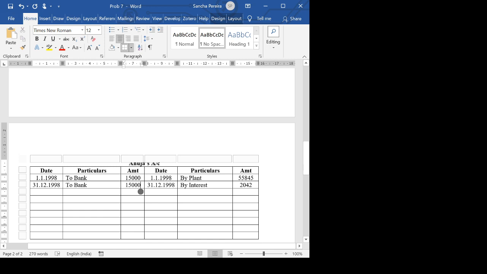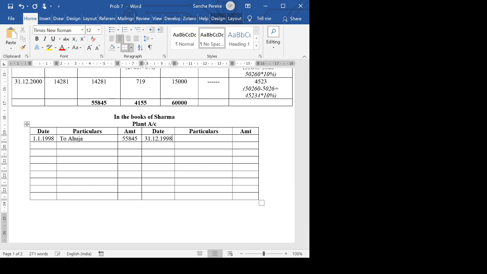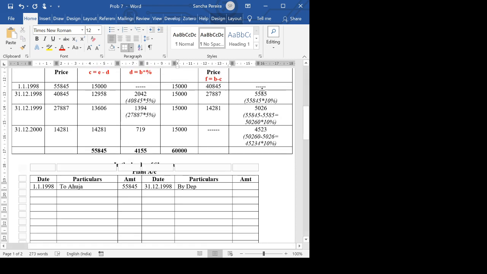Okay. And now since we have depreciation, we also need to show depreciation. So depreciation will be depreciation account debit to asset account. So depreciation to plant. In the plant account it will be by depreciation. Now what I was saying here, suppose some of you had not done this, how would you have calculated depreciation? Basically on the balance that is there. So 55,845 into 10%.